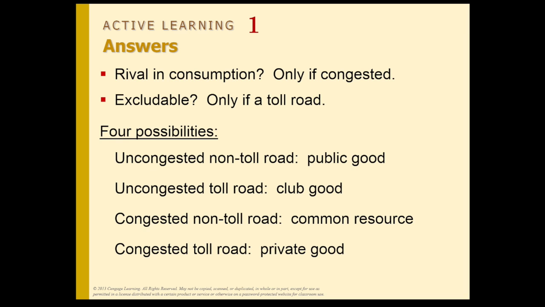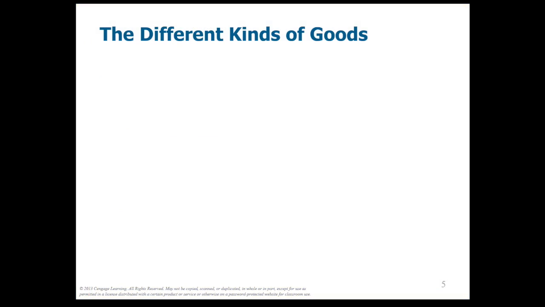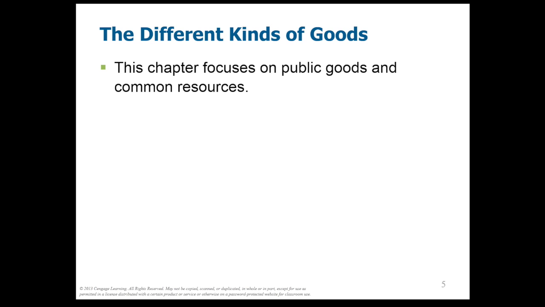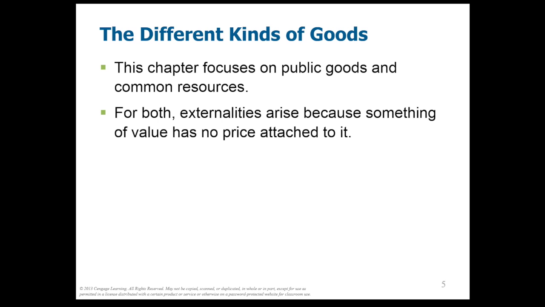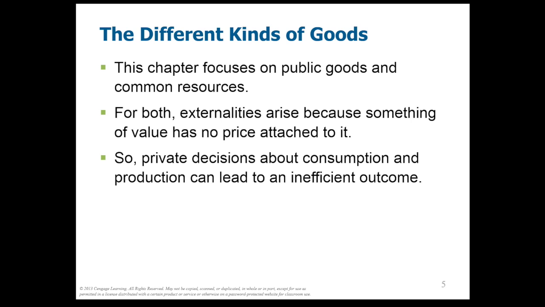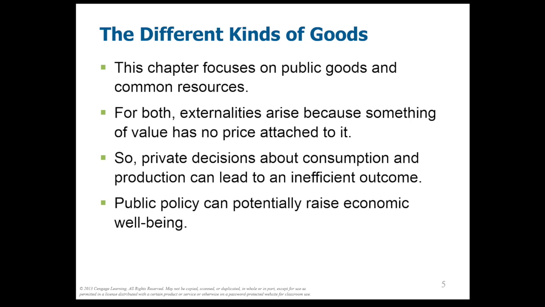All right, so it's just a way to get you thinking about the different types of goods. Okay, so we're going to talk about public goods and common resources because they both have this problem that they're non-excludable, right? We can't prevent people from using public goods and common resources. And because they're non-excludable, externalities arise because there's no price attached to it, because there's no way to keep people away and make them pay a price, so they can use it for free. Okay, so private decisions lead to inefficient outcomes, but public policy on the part of the government can raise economic well-being. Let's look at it.